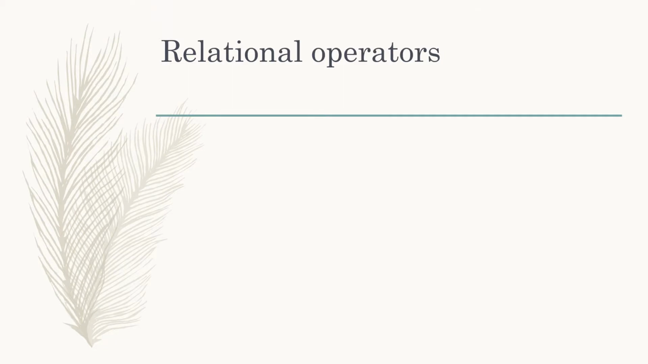Relational operators. Relational operators are used to compare two values stored in two variables. Say they are greater than, equal to, or less than, or not equal to, all that we will check. Say for example, if we want to check if A is less than B, we will use a less than sign. Less than equal to checks if A is less than equal to B.